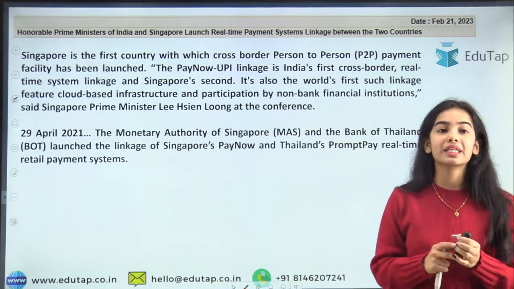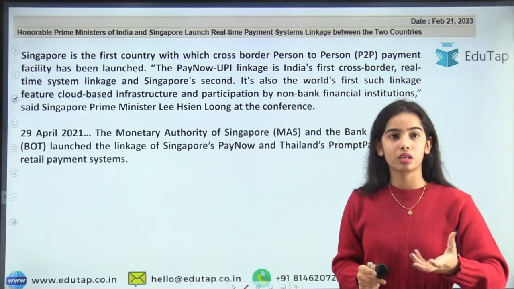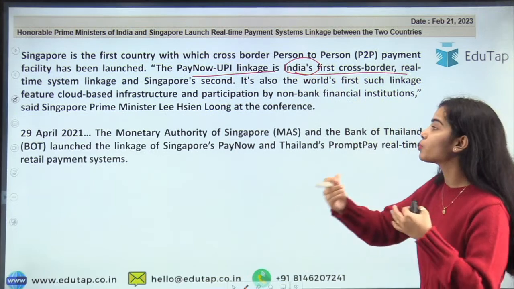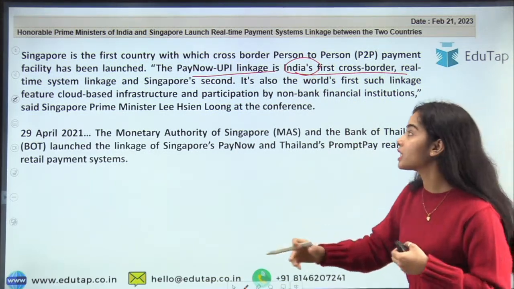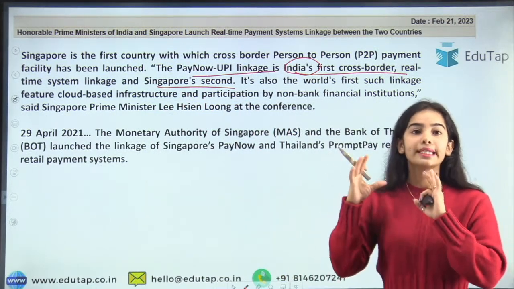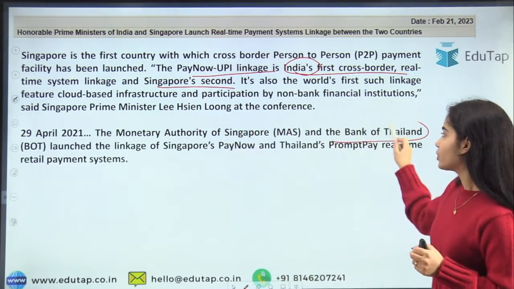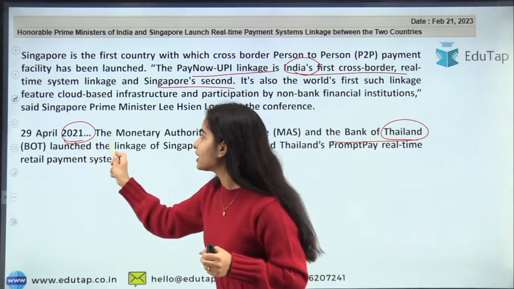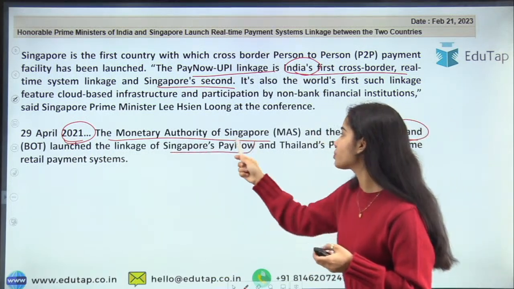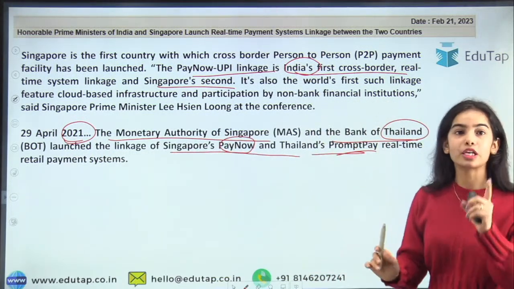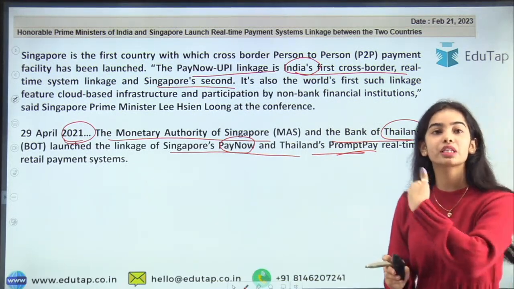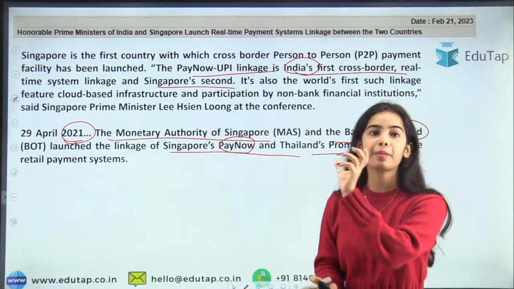Now there was one statement given by the Singapore PM: the PayNow UPI linkage is India's first cross-border real-time system linkage, and it is Singapore's second, because Singapore also has a linkage with Thailand. In 2021, the Monetary Authority of Singapore launched the linkage of Singapore's PayNow with Thailand's PromptPay. So that was the first linkage for Singapore, but for India the first linkage is with Singapore, the UPI PayNow linkage.